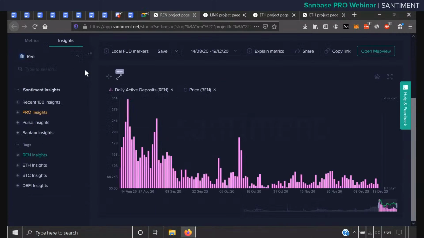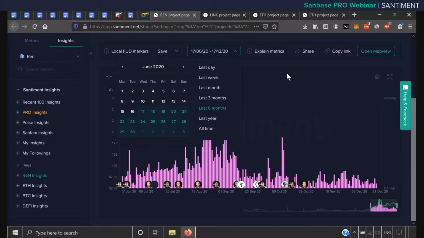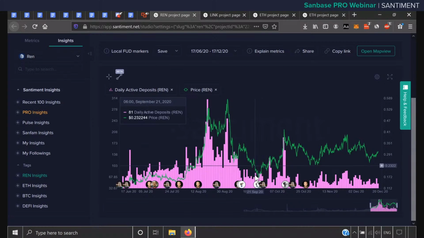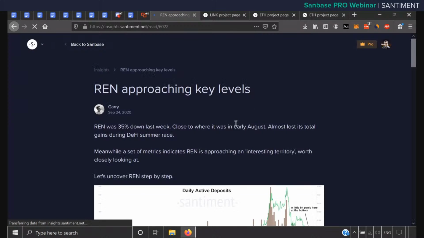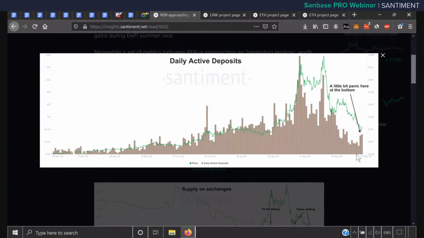One insight that sticks in mind is the one we wrote about Ren. So let me show you. Okay, I think it's this one, right? You can see here that we said REN is approaching key levels. When you read this insight, and we can link to it in the stream, one of the first metrics we point to is this rising amount of daily deposits after a month-long decline.